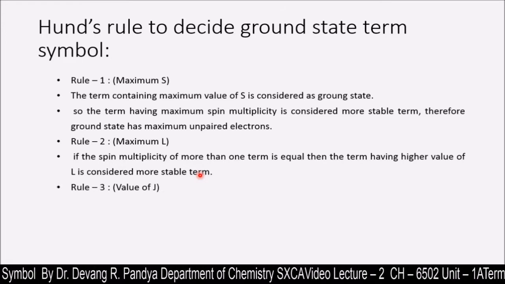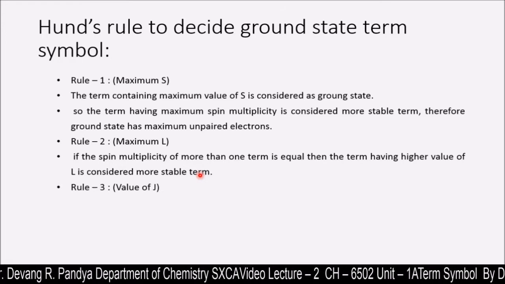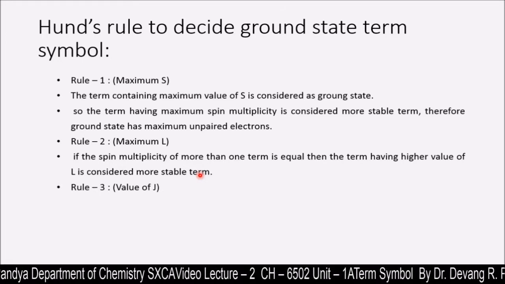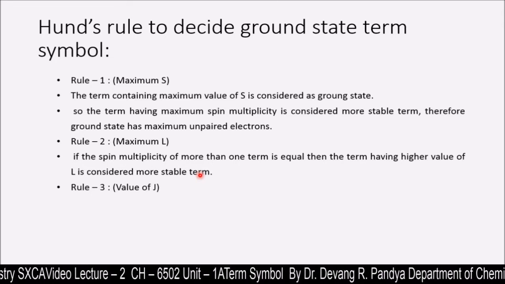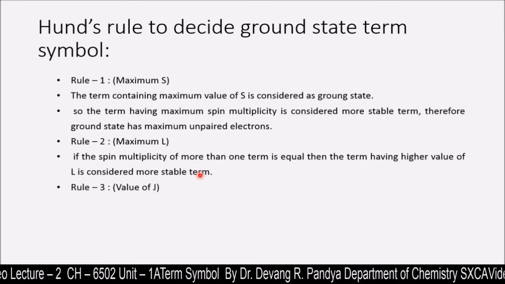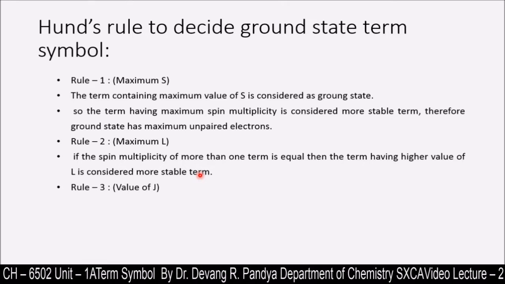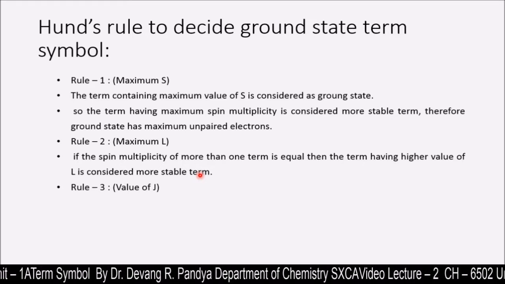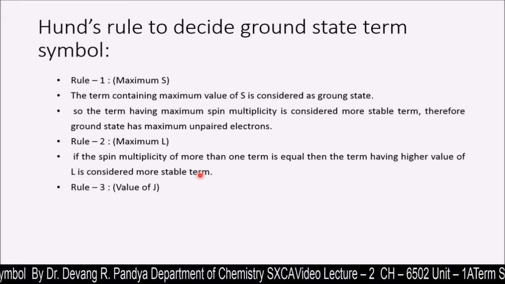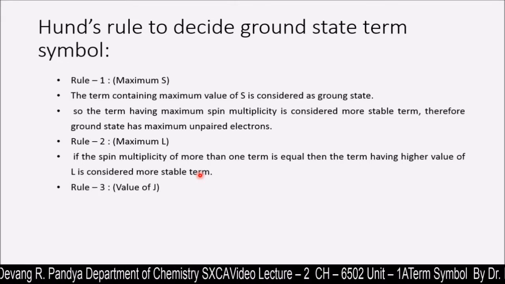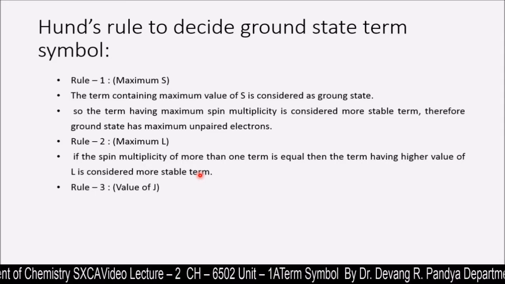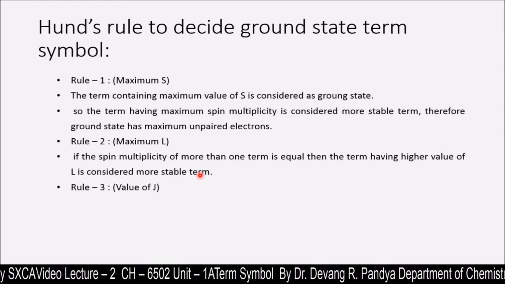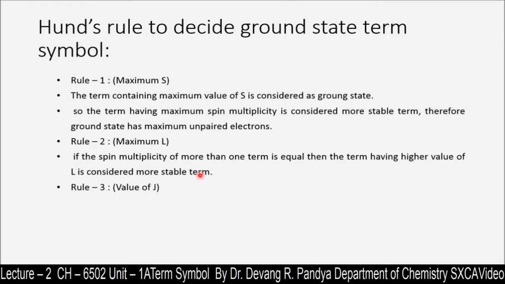Say, for example, we have triplet S and triplet D. Here the spin multiplicity is similar, but S has L equal to 0, while D has L equal to 2. That means triplet D, with the maximum value of L, is going to have more stability. So that way we can separate terms with the same spin multiplicity into different energy levels.